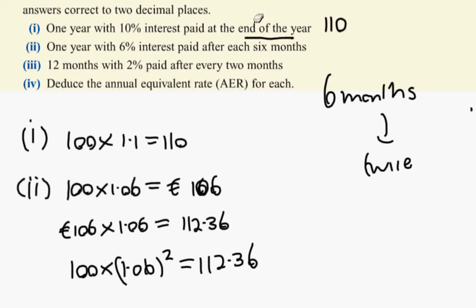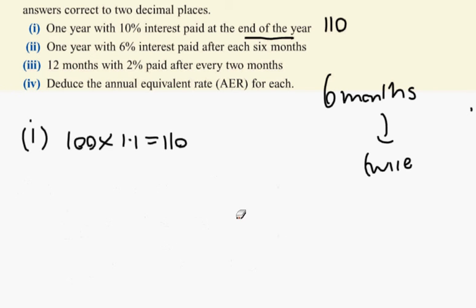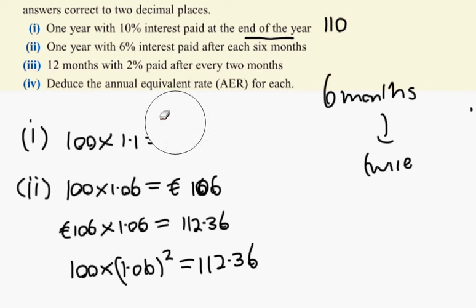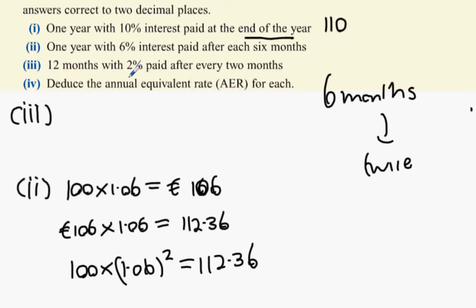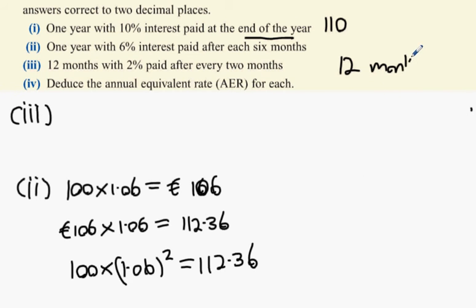Alright, now, question 3, guys. Okay, so I'll do question 3 up here. 12 months with 2% paid after every 2 months. Once again, it's 1 year, which is 12 months. We're going to increase it how many times in 1 year? If we do it every 2 months, we're going to increase it 6 times. 6 times, we're going to increase it by 2%.